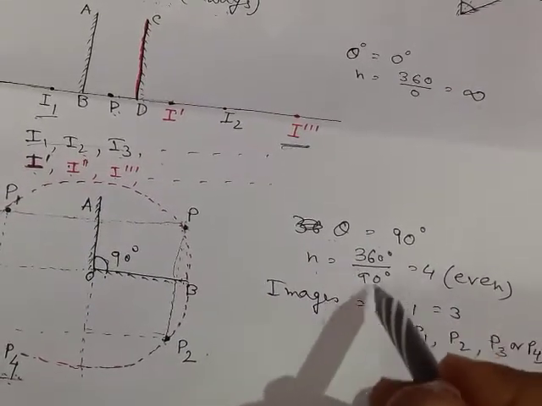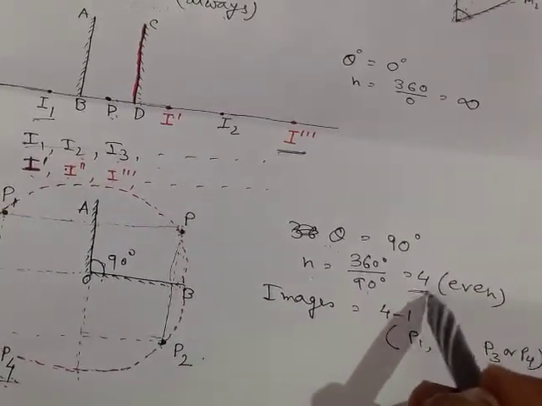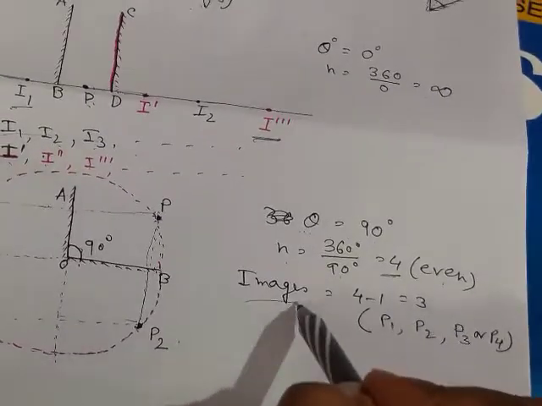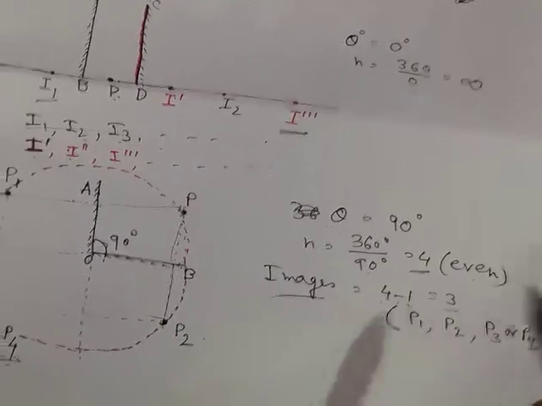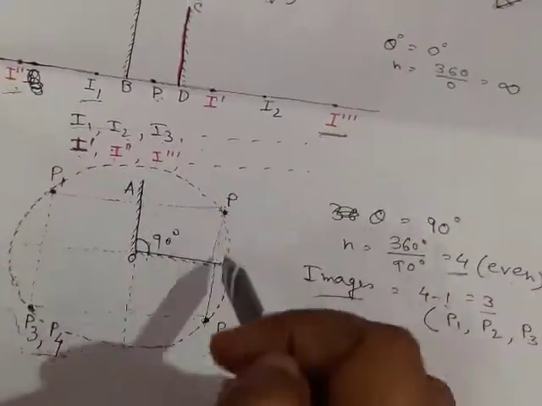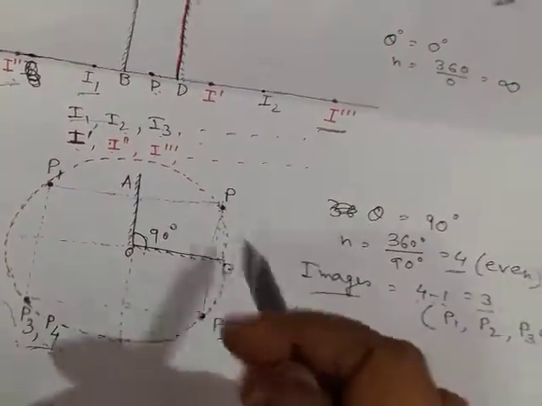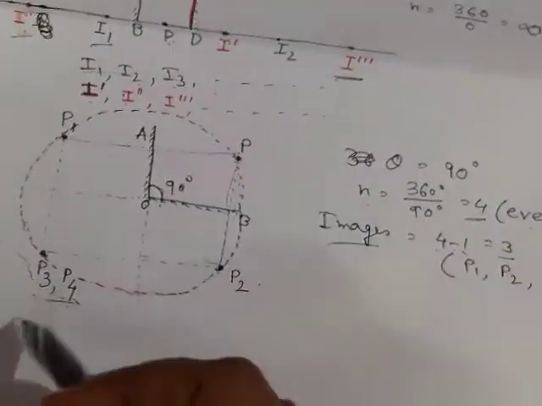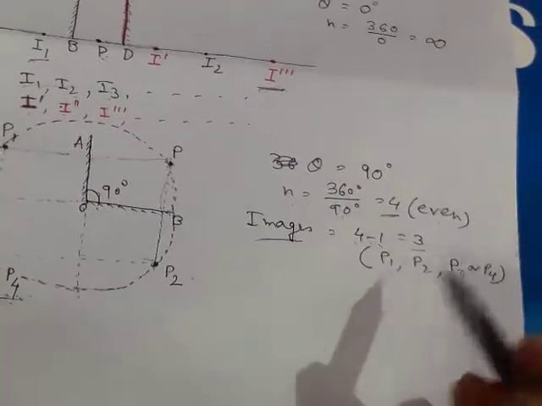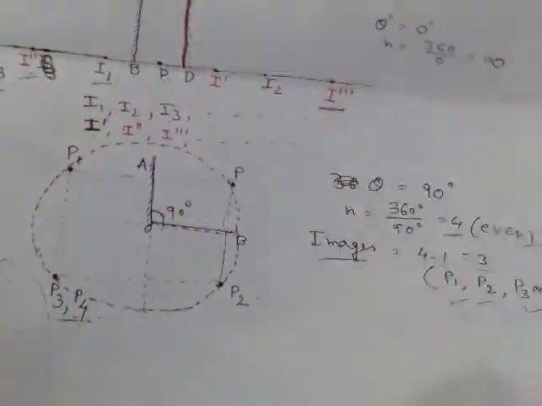You can also apply the formula here: theta is equal to 90 degrees, so n is equal to 360 by theta, that is 4. 4 is an even number, so we will get n minus 1 images, that is 4 minus 1 is equal to 3. Here also from this discussion, three images are formed. Those are P1, P2 and P3 or P4. So these are the three images of P that will be formed.